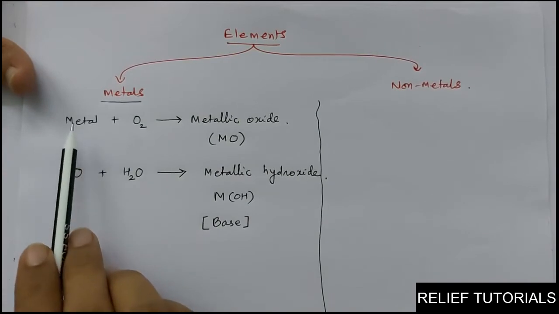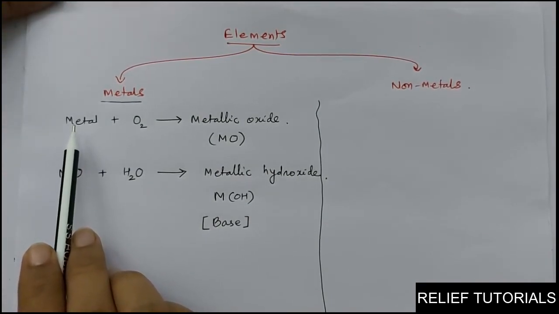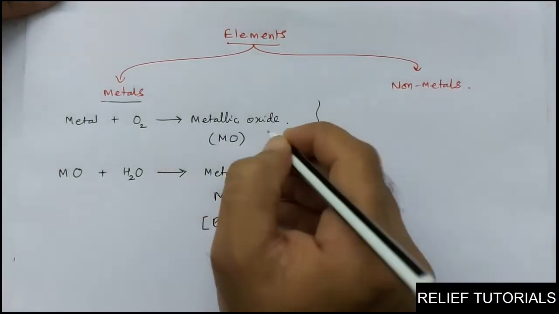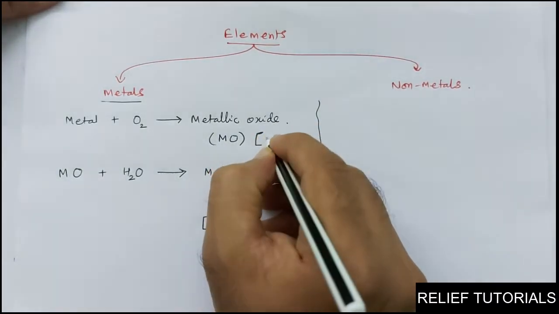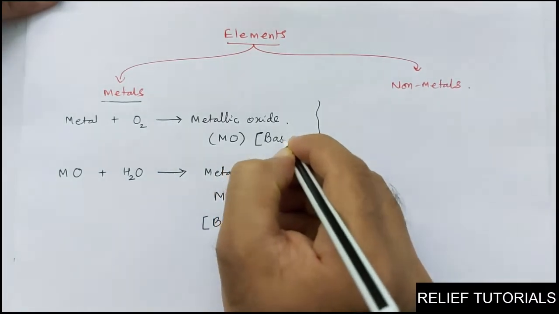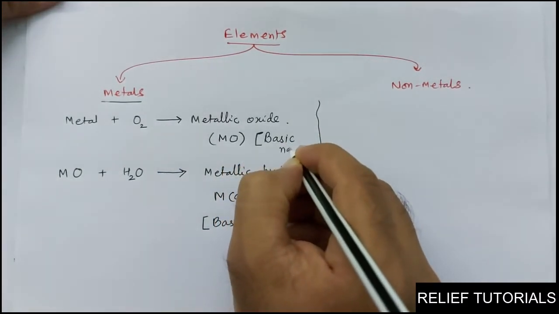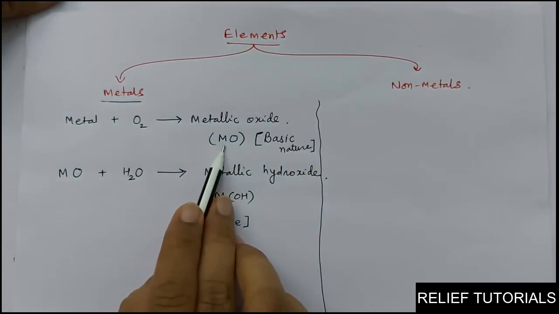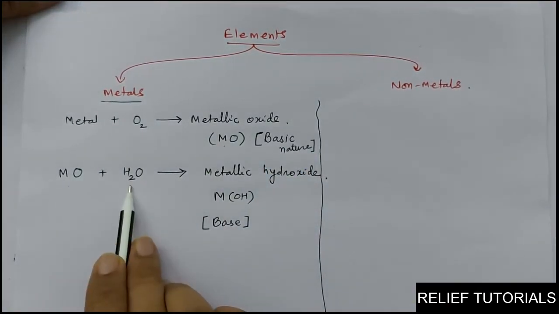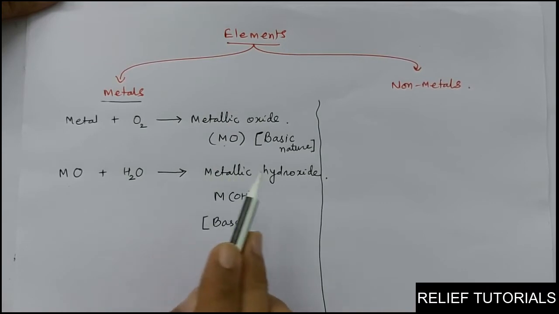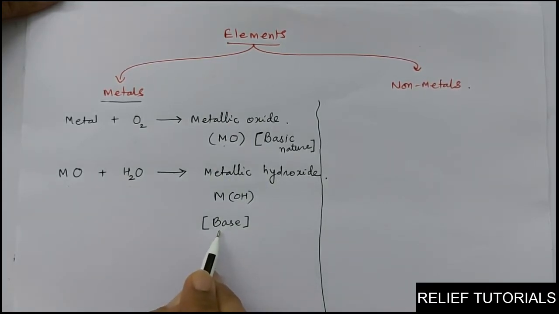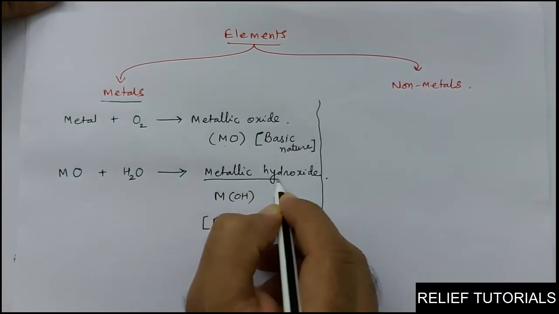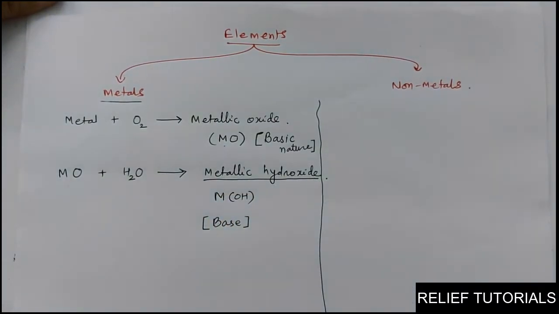Bases are formed from metals basically. Metal reacts with oxygen to form metallic oxide. Metallic oxides are not called bases, but they have basic nature. When these metallic oxides are dissolved in water, they form metallic hydroxide, which is called a base. So the chemical name of any base is metallic hydroxide.